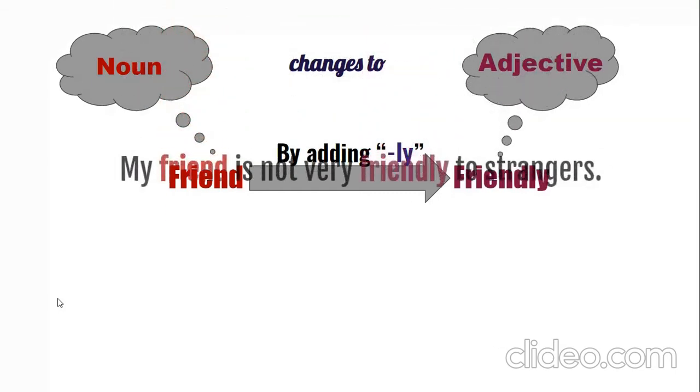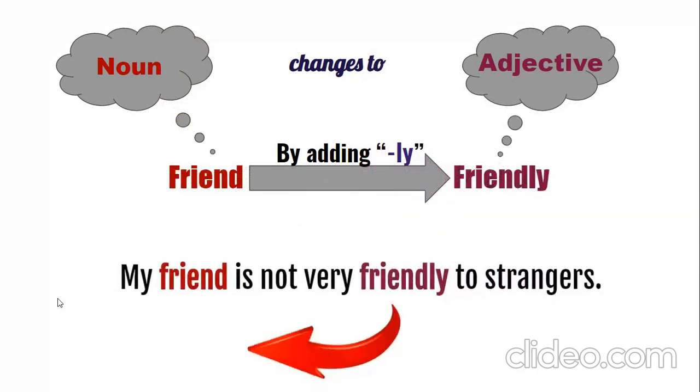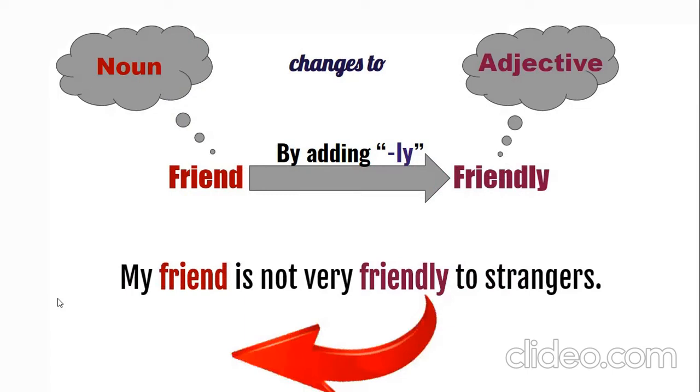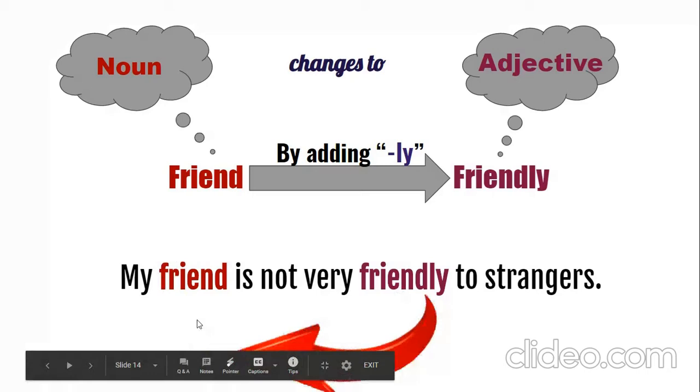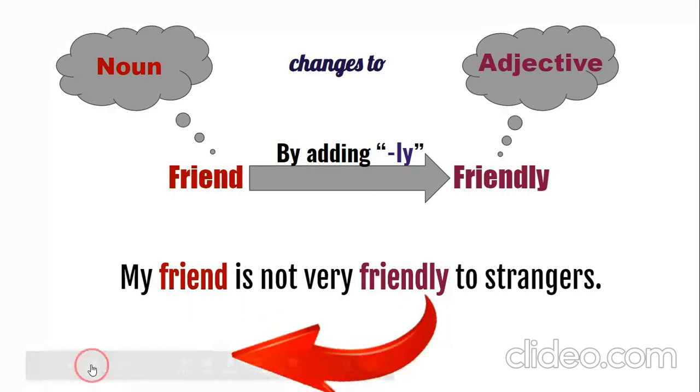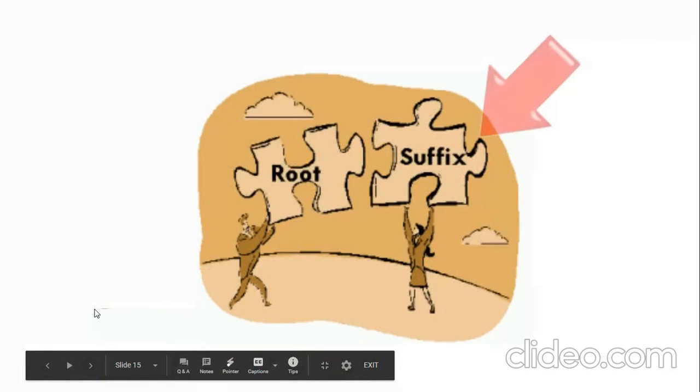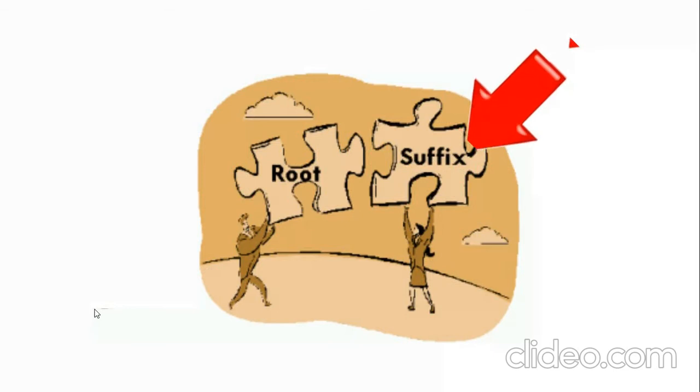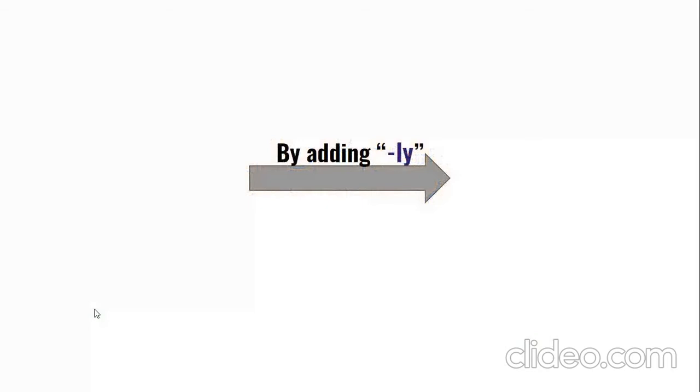Let's look at my sentences. My friend is not very friendly to strangers. As you notice, the word friendly over here is describing my friend. And in this case, she's not very friendly. Let's go ahead and look at another one. Before that, let's remember that the suffix gets added to the end of the root word or the base word, and it's going to change the function of that word. So let's continue.